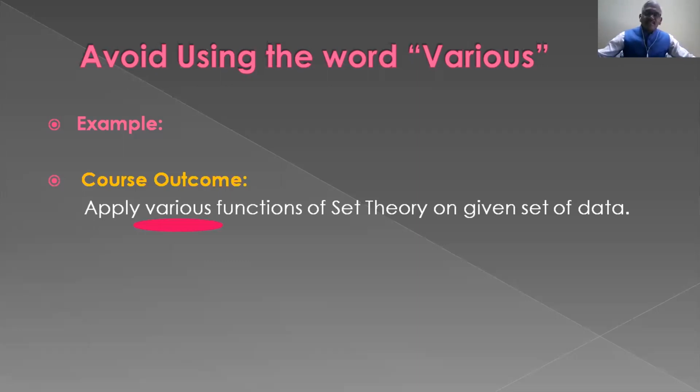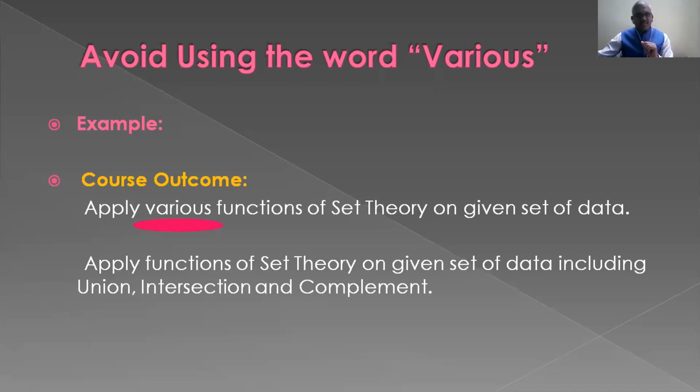The reason is, when you say various, there can be any number of functions in set theory. Your curriculum may be covering only a few functions. There is no curriculum which can cover everything that belongs to any field. If you take physics, so many things are there. You cannot cover everything in a single curriculum, right? So your curriculum may be covering only a few functionalities applicable to set theory. A statement like this is an open-ended statement. You have to close it, you see.